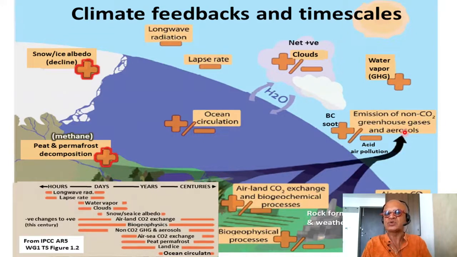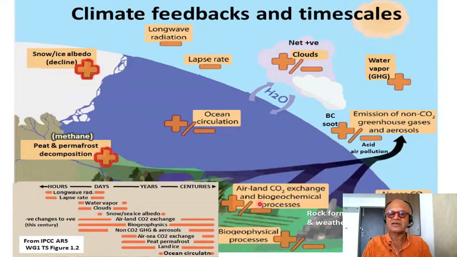Emission of non-CO2 greenhouse gases. Black carbon is a positive feedback because it absorbs radiation and warms the climate, whereas sulfur dioxide dissolves in water, produces sulfuric acid, which actually scatters light and has a cooling effect. So they kind of go together and often tend to cancel each other.